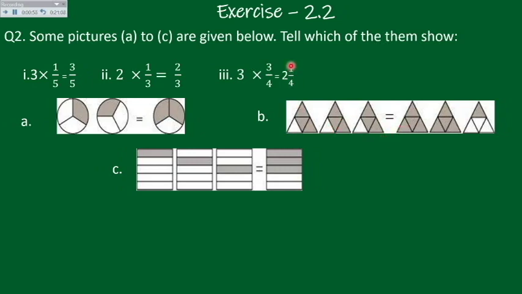Now 2 whole 1 upon 4. What is the meaning of 2 whole 1 upon 4? 2 whole means 2 whole shaded parts. So here we have 2 whole shaded parts. Out of these, 1 part is shaded and 4 parts is the total number of parts. Okay, so definitely this matches the criteria.